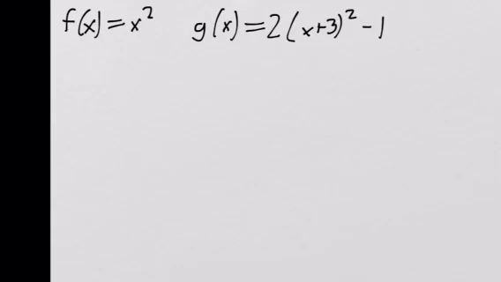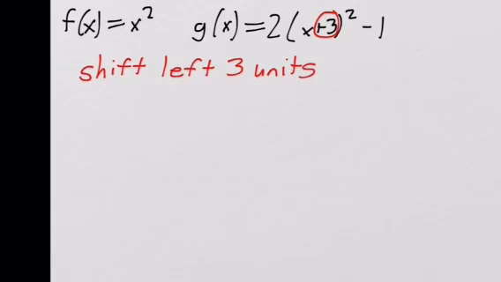So using order of operations, the first thing we do with x is we add 3. So the first thing we're going to do in transforming the graph is shift the graph. So remember, a positive value for a horizontal shift is going to be moving to the left. So we shift left 3 units.